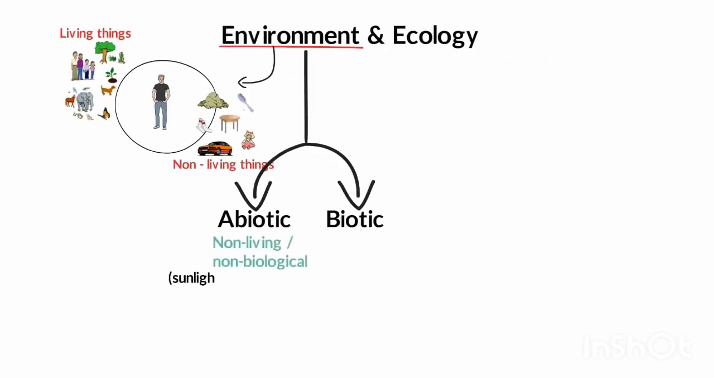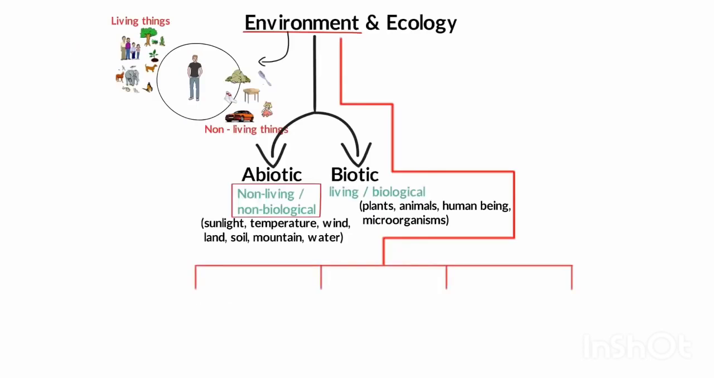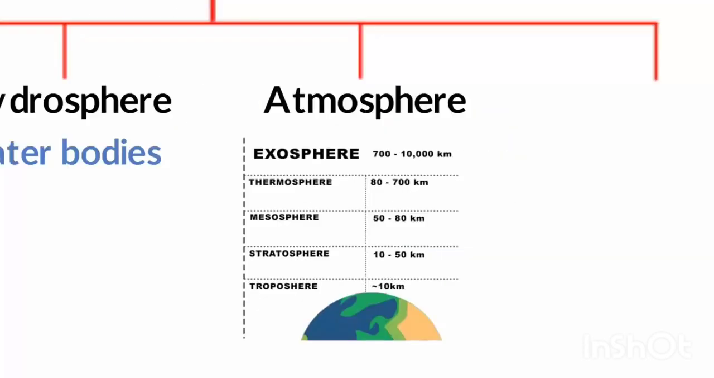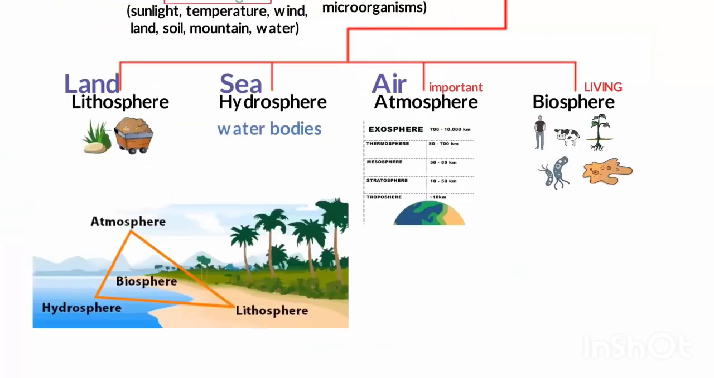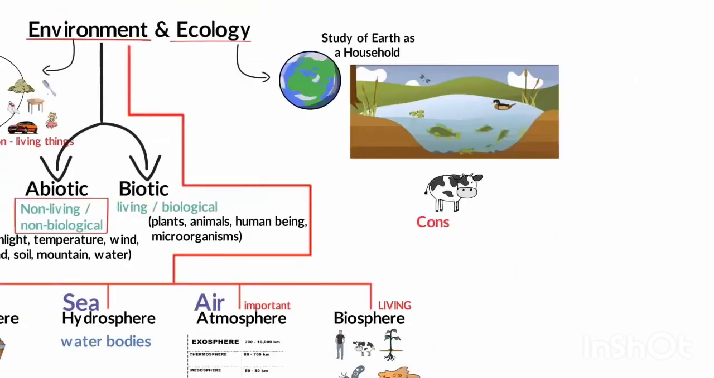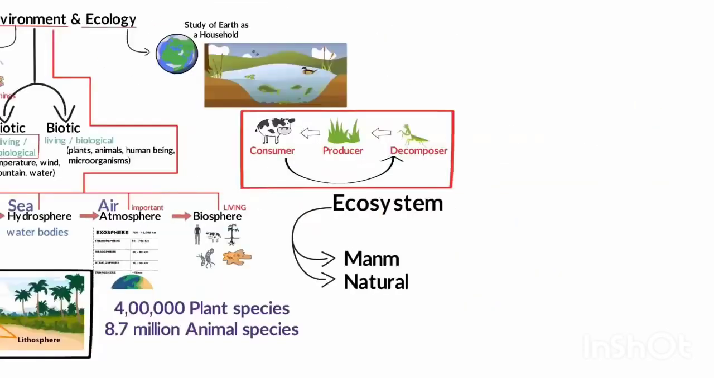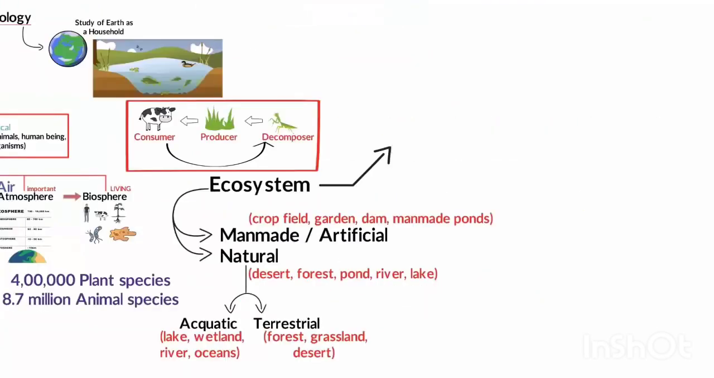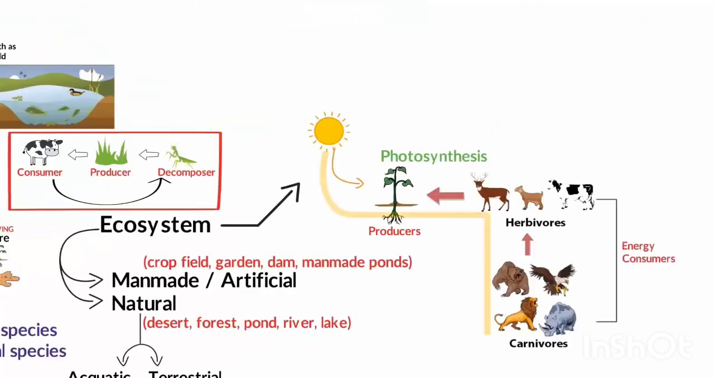In this video, we're going to learn about environment. What are the different components of an environment? Then we will also learn what is an ecosystem and how an ecosystem is different from an environment. We'll also see different types of ecosystem. So overall, this video is going to be interesting and we'll learn a lot about environment and ecology. So let's begin with understanding what is meant by environment.